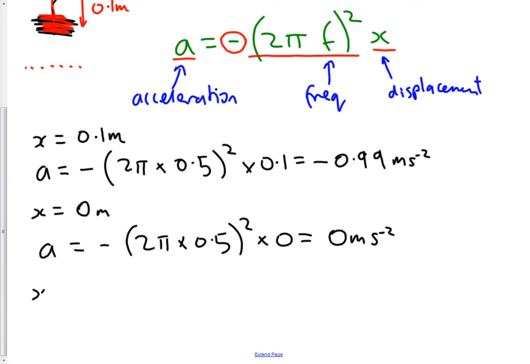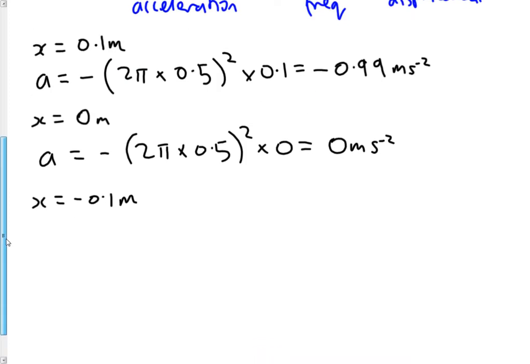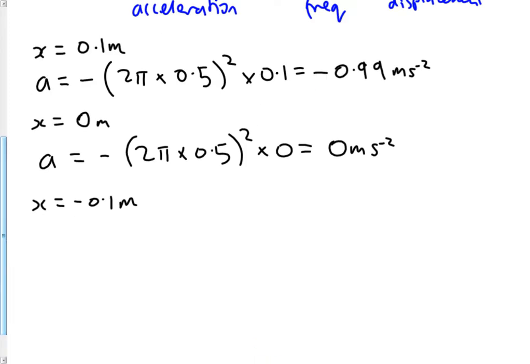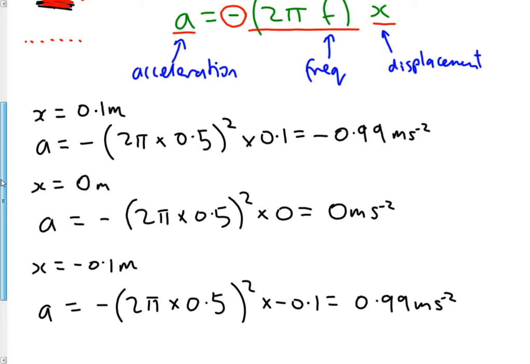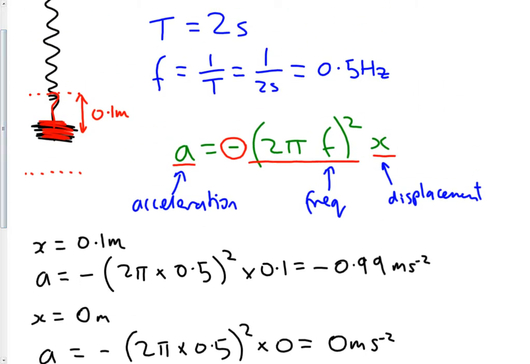Very rapidly, let's try at a displacement of minus 0.1 meters, i.e. at the bottom, maximum bottom displacement. What have we got here? Well, a equals minus 2 pi times 0.5 all squared times minus 0.1, which equals, you'll see that this is just the negative of our very first one, 0.99 meters per second squared. So this is exactly the same acceleration as our first example when it was at the very top, except the acceleration is now positive because the resultant force is now upwards, so it's now accelerating upwards.